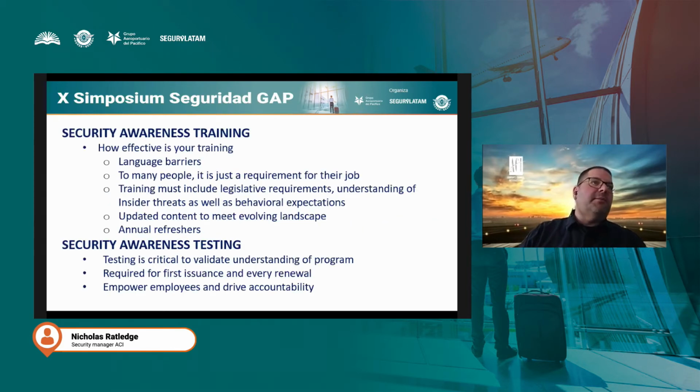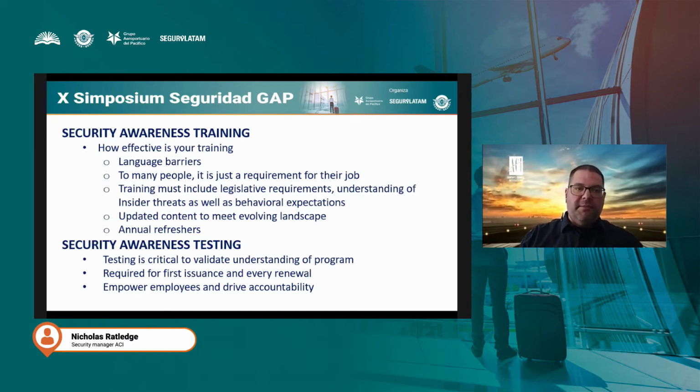So when looking at providing security awareness training, you have to look at how effective your training could be when it comes to the program being promoted. One of the key parts is looking at possible language barriers when providing the security awareness training. Also, to many people, they feel it's just a requirement for this job, but not necessarily a core value. Training must also look at the different legislative requirements, understanding of insider threats and possible behaviors within an organization moving forward.